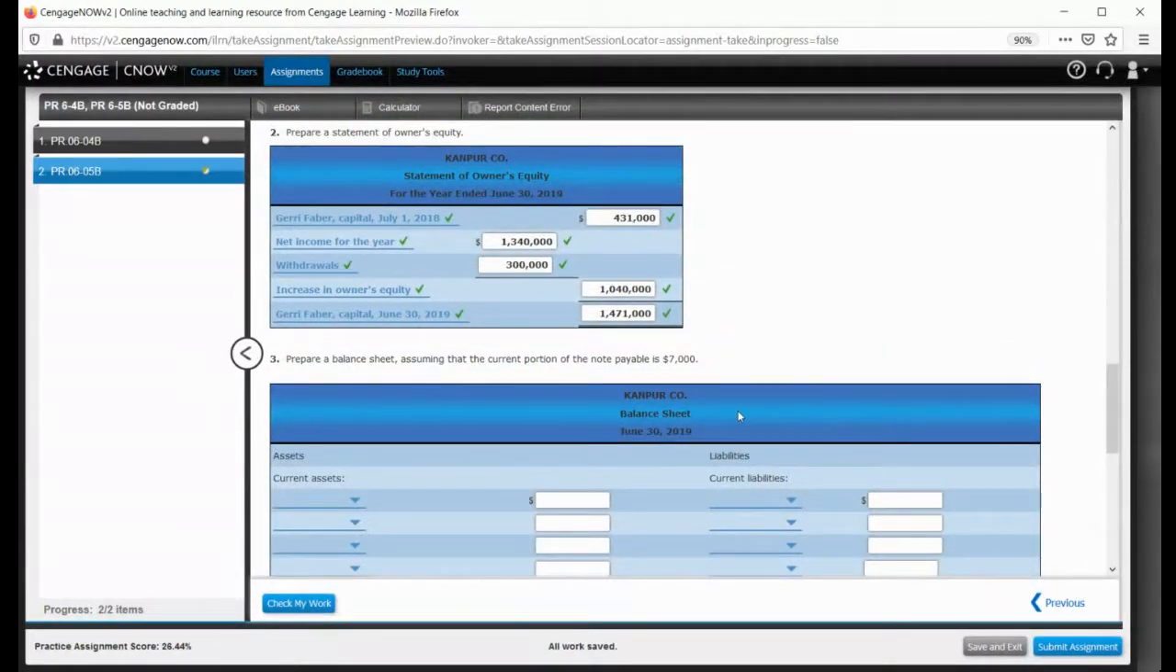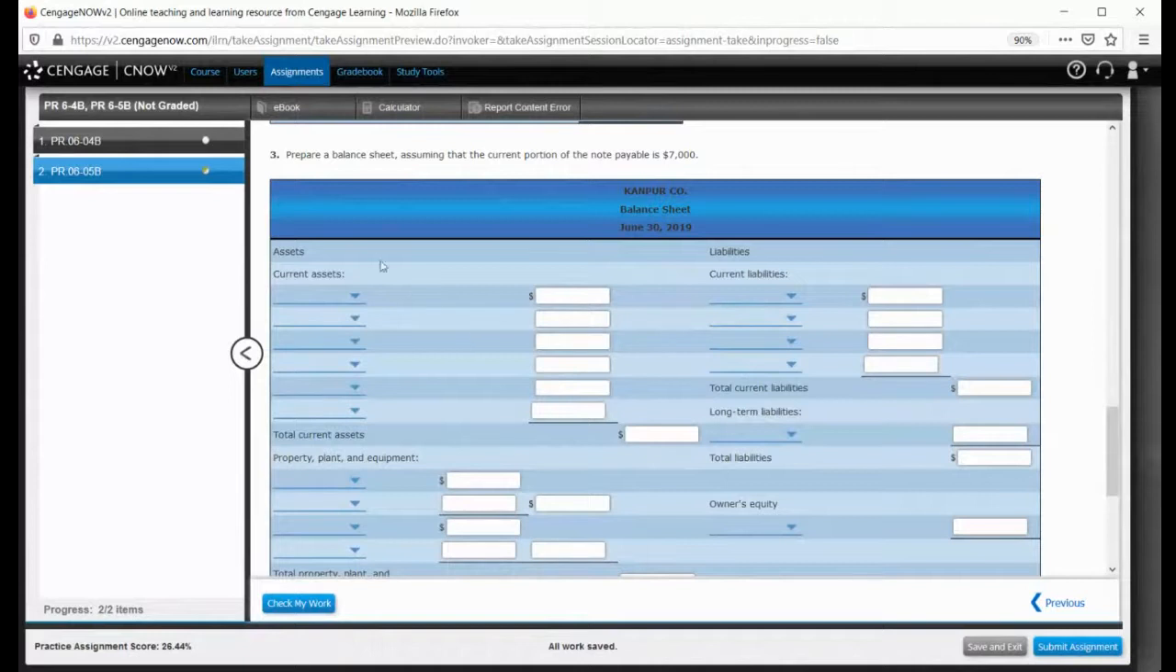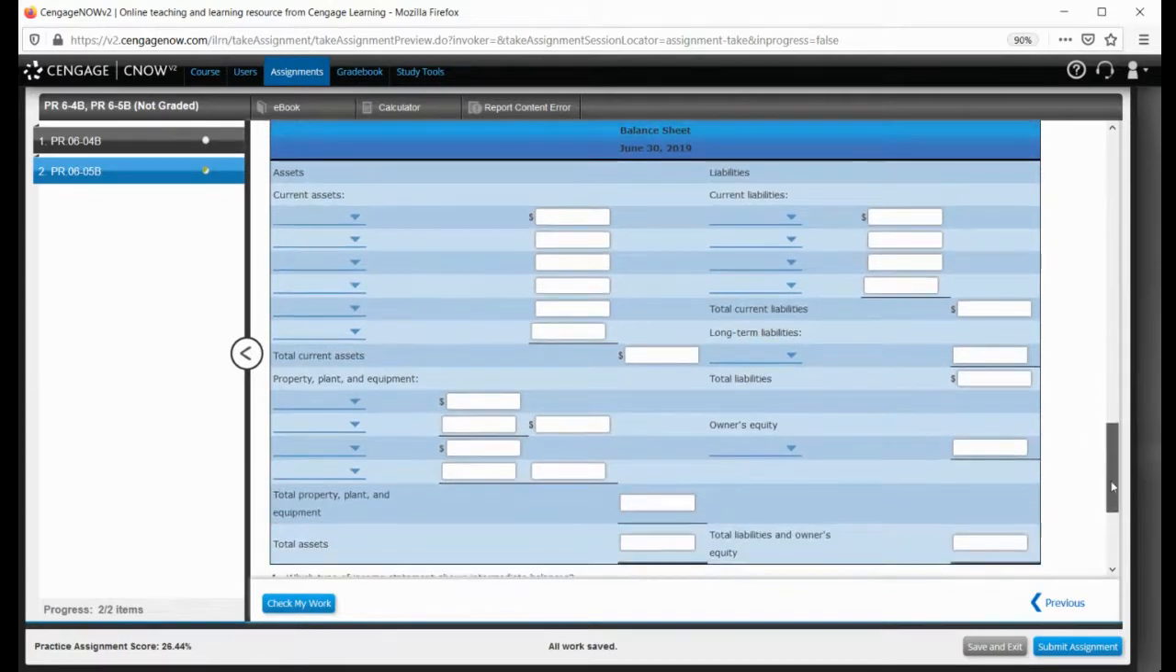The next thing we're going to prepare is our balance sheet. Notice our balance sheet is prepared for 1 day and 1 day only. On this balance sheet, we're doing it in account form. That means the assets are on the left side and the liabilities and the owner's equity are over here on the right side. But we could have just as well have made this assets at the top of the page and then liabilities and owner's equity on down to the bottom of the page. That would have been what we call the report form.